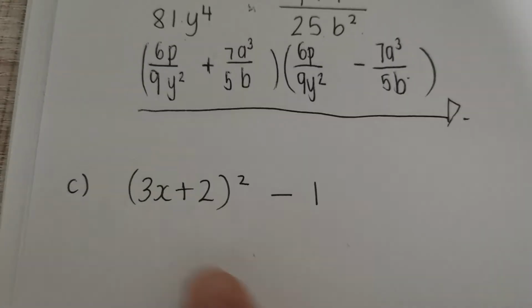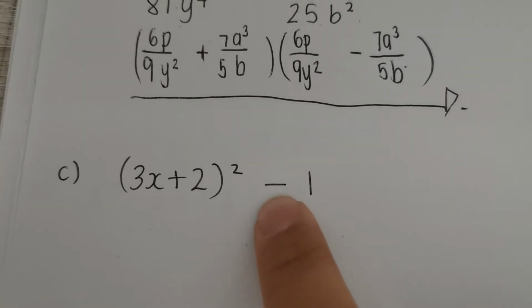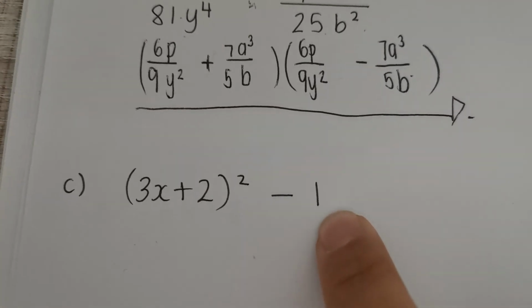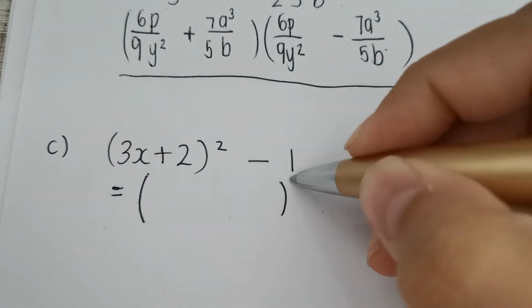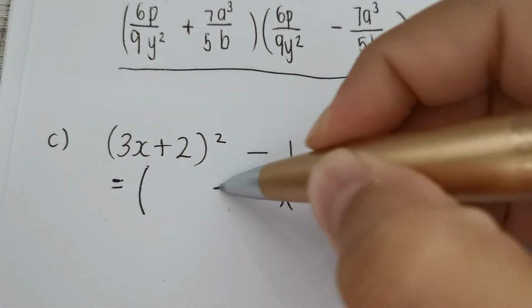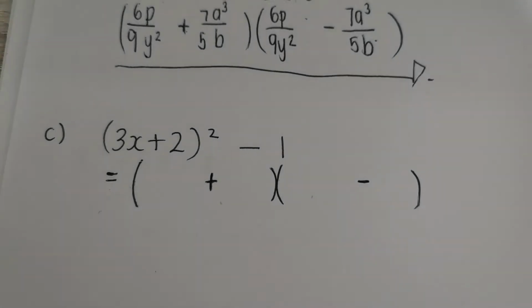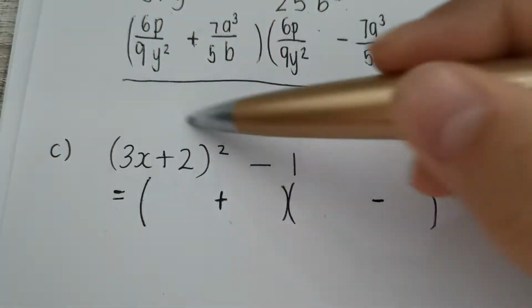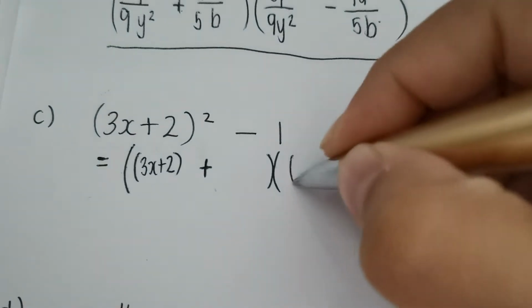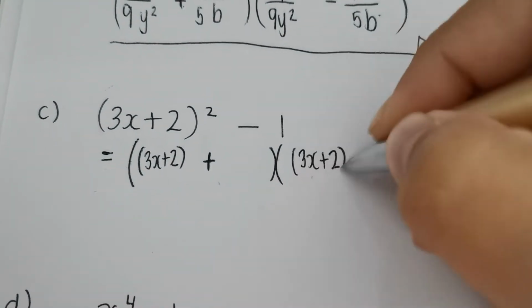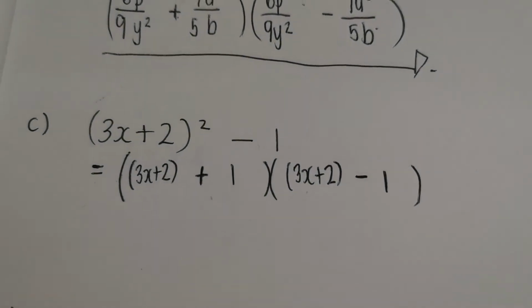Can you see that this whole bracket is a perfect square? Then it has a different sign, and 1 is 1 times 1, it's a perfect square. So, open two brackets, one with a plus, one with a minus. Square root of the whole bracket is the whole bracket. 3x plus 2, and this side here, 3x plus 2. Square root of 1 is 1 and 1. We are done with the factorization.